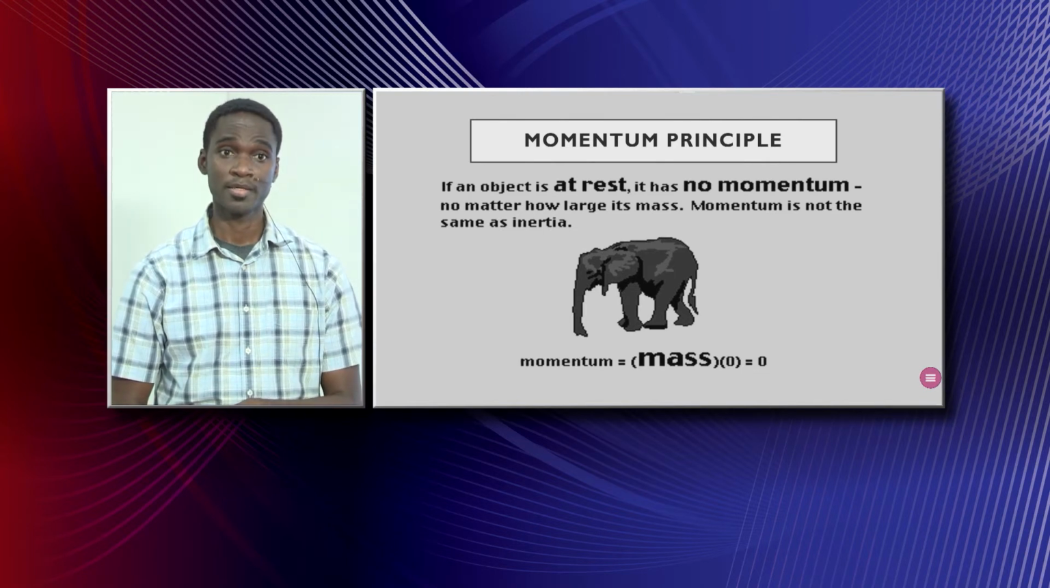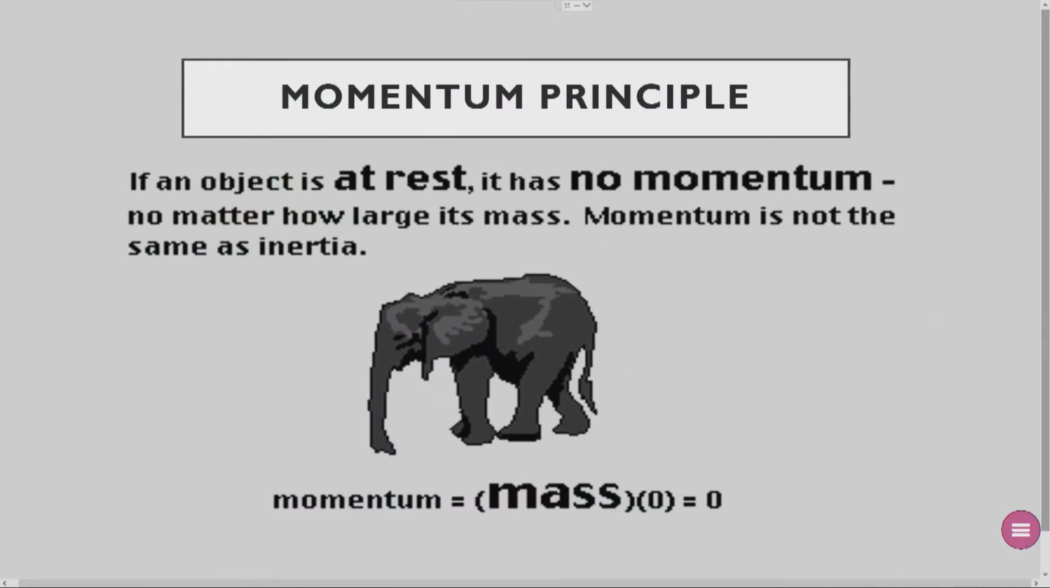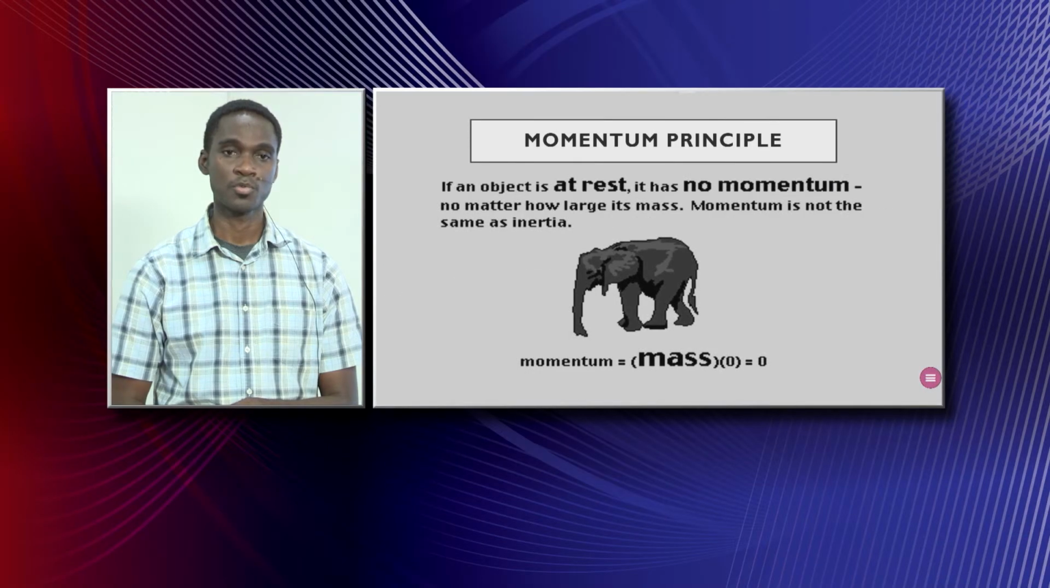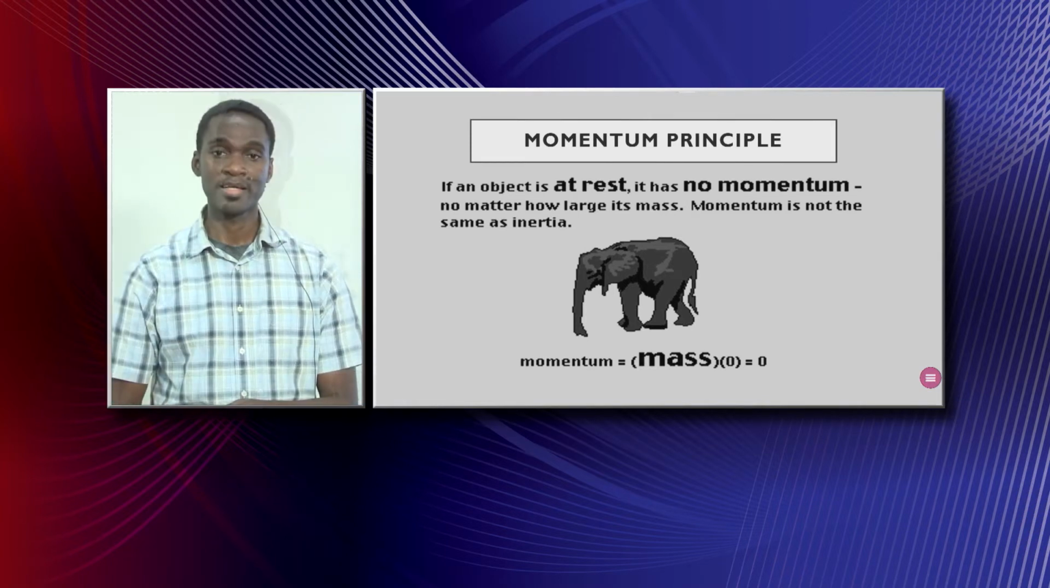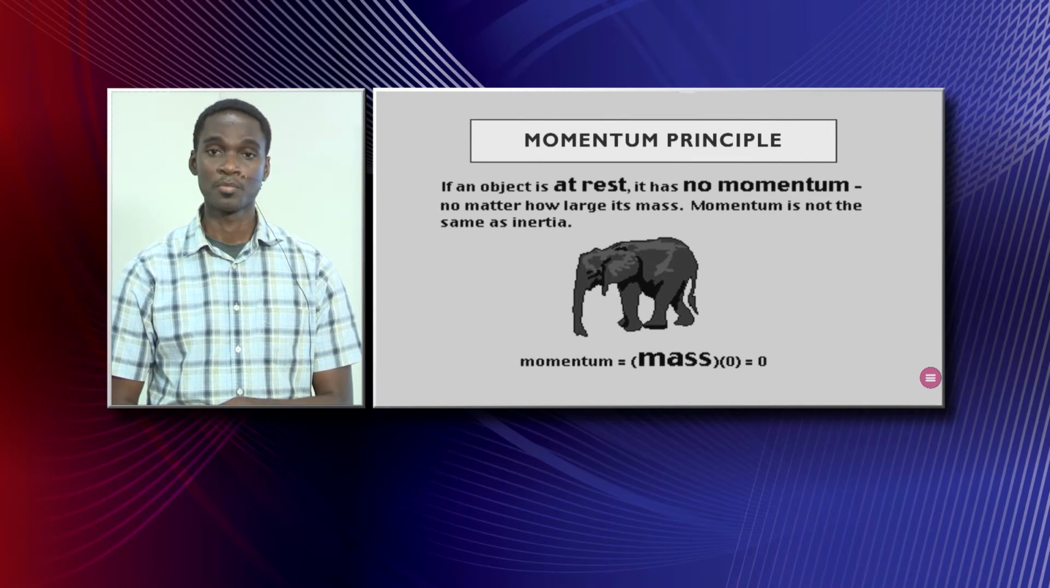To continue with our principle, we are going to look at an elephant. Momentum is not the same as inertia. Remember that when we were looking at Newton's first law of motion, inertia comes into play, which is the resistance of an object to move. An elephant has a large mass. If the elephant is not moving, it has zero momentum.